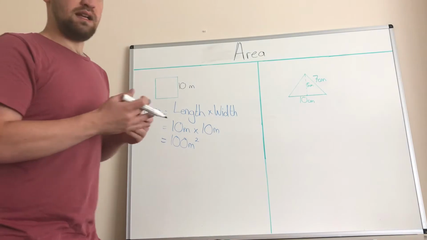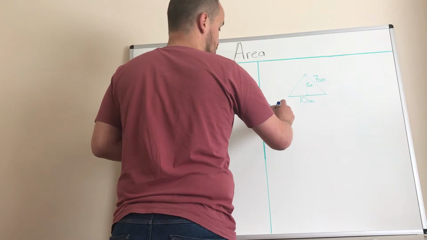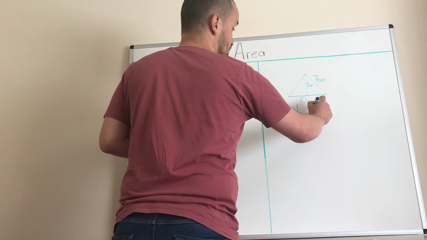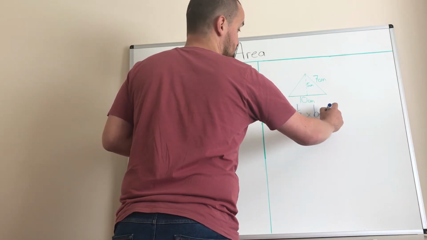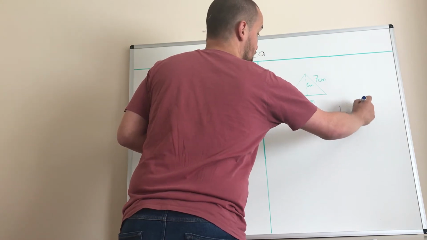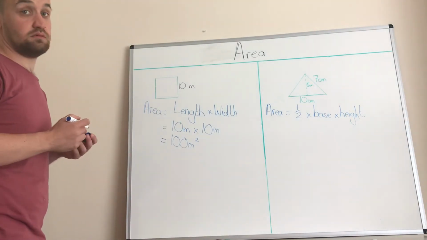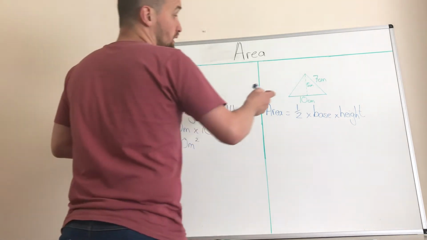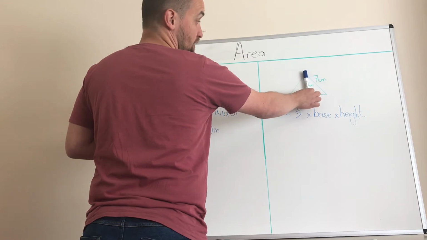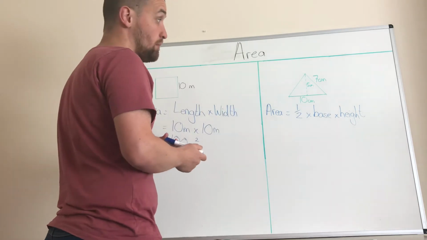Now, a triangle is slightly different. Triangle, for the area, is a half times by base times by height. Now you've got to be careful on this which height you use, because potentially you could have 3 different heights. You're always using the straight height, the perpendicular height, that height going up there. You never use your slant heights. They'll put it on there to confuse you, but you never use it.